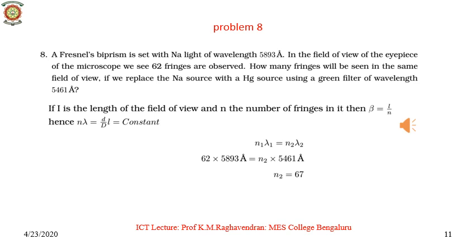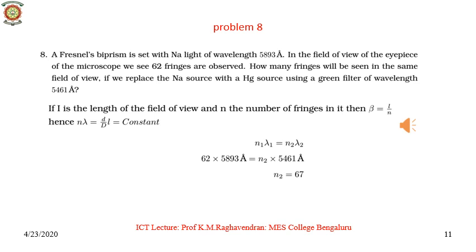The second sentence says, in the field of view of the eyepiece of the microscope, we observe 62 fringes. Now what is field of view? We know that the fringes are seen in the focal plane of the microscope. The field of view is the horizontal distance in which the fringes are seen.